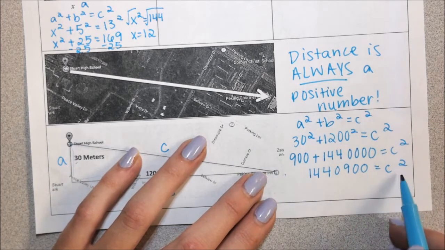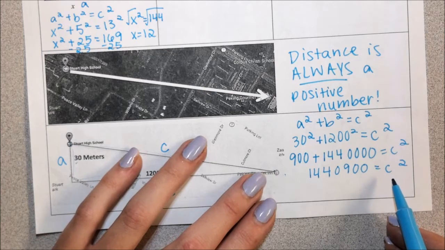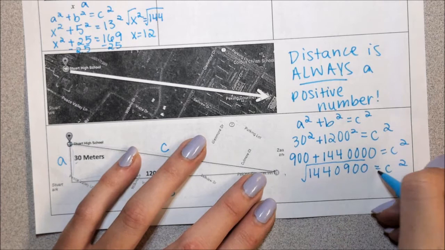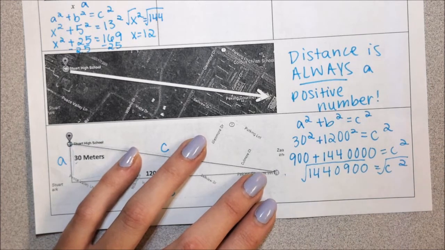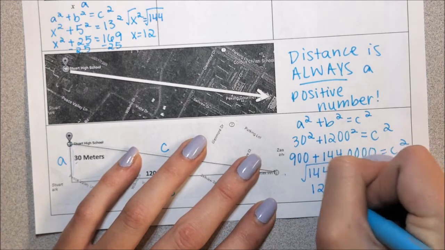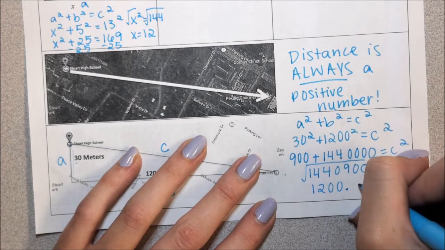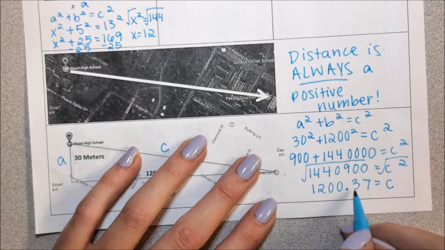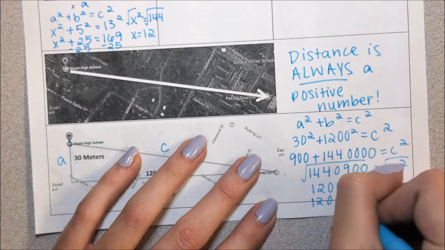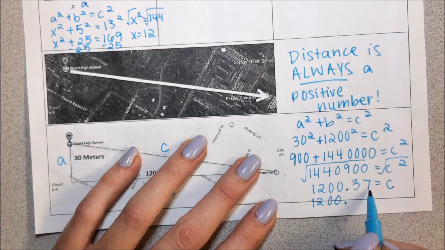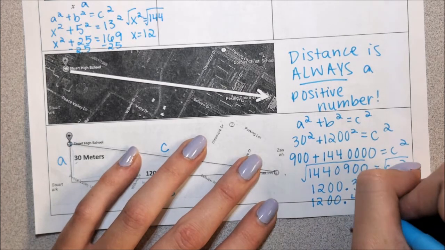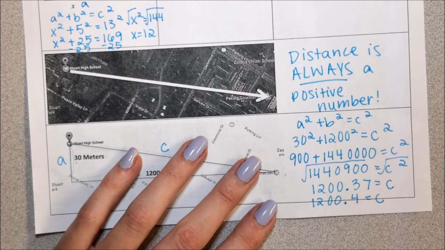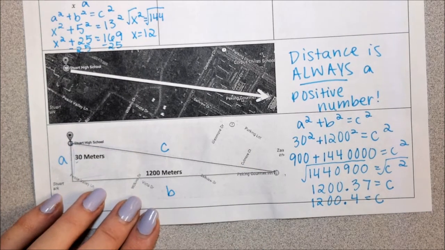And that last step, the opposite of squared, is what again? I hope you said square root, because you are right. You will take the square root of each side, and you are going to end up with a decimal. 1200.37 equals C. If we round it to the tenth place, the 7 rounds the 3 up, so it goes to a 4. So 1200.4 equals C.